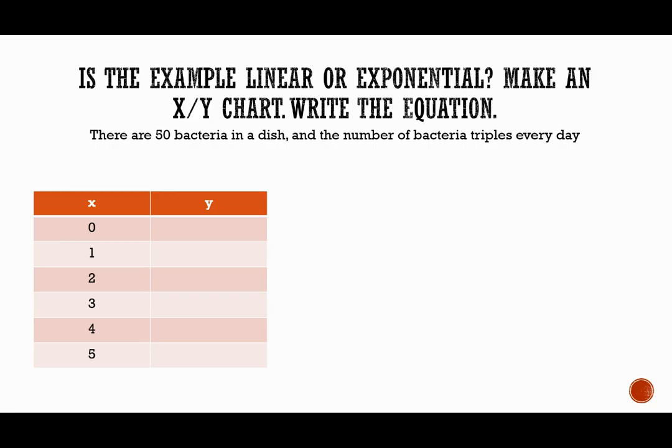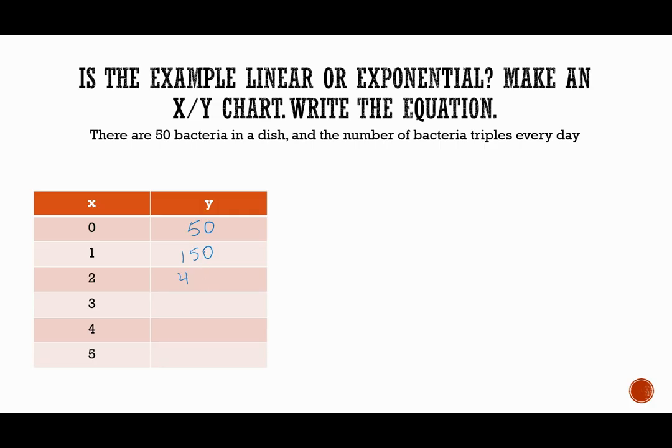So let's see if you can do this one yourself. I will help you get the XY chart started, and then I'm going to let you answer a few questions. So there are 50 bacteria in a dish, and the number of bacteria triples every day. So we are going to start out with the 50 bacteria in the dish, and it triples. 50 tripled is 150. And that tripled is 450.